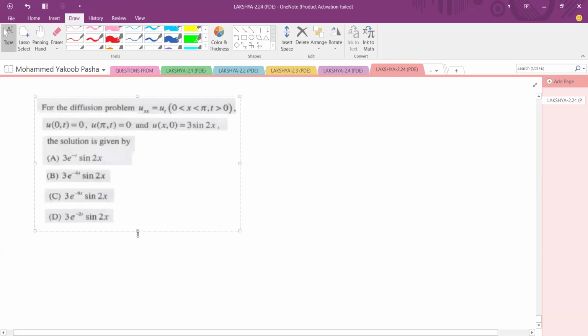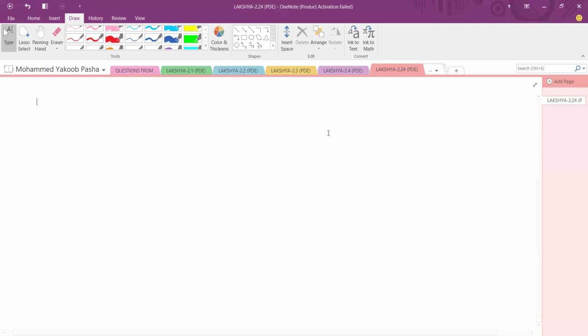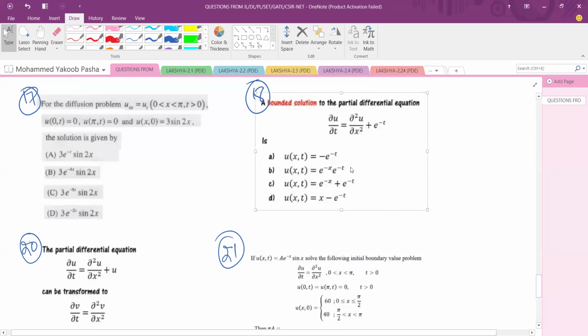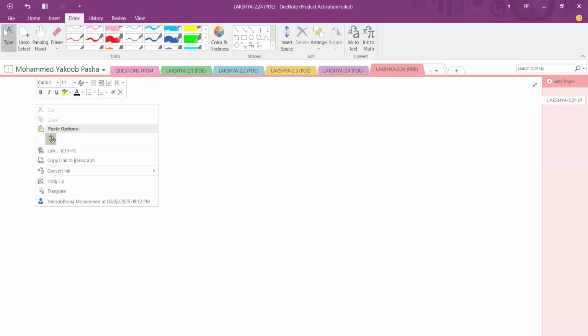For the diffusion equation, uxx, I think it is covered. Yes, sir. It is also covered. No. So, what is my next question? I think this. Yes. Some questions are repeated.